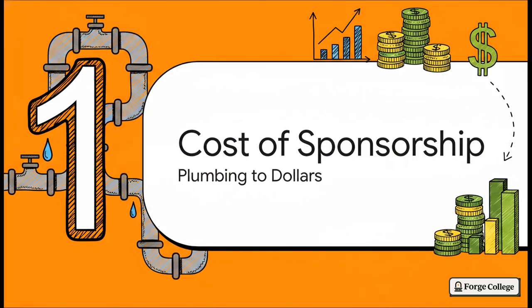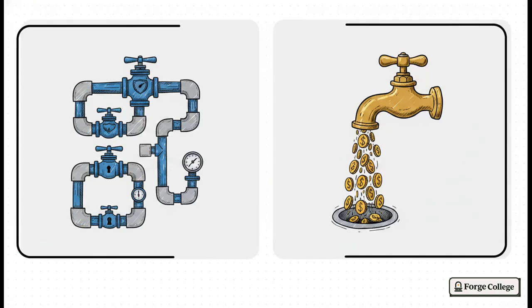All right, Section 1, the cost of sponsorship. We're moving from the plumbing to the actual dollars. Check out this distinction, because it's absolutely crucial. In our previous explainers, we really focused on designing paymaster contracts, right? The plumbing. Those are the secure pipes that your transactions flow through.